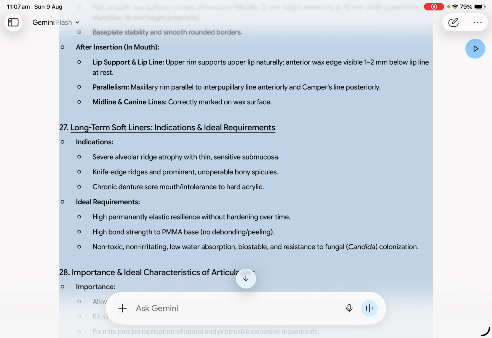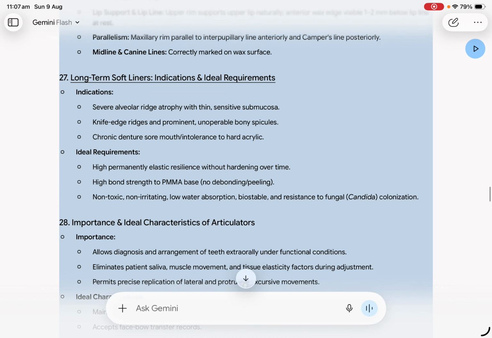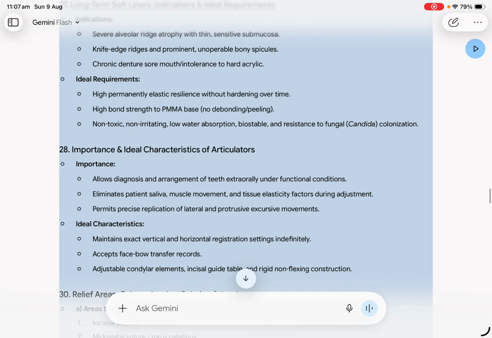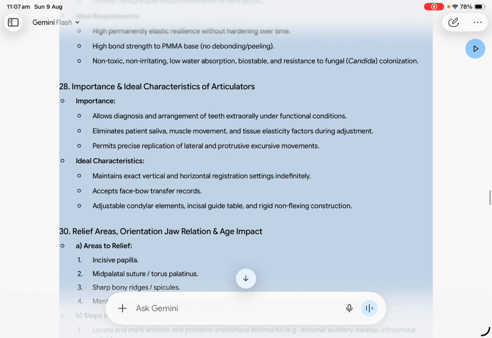27. Long-term soft liners. Indications and ideal requirements. Indications: severe alveolar ridge atrophy with thin, sensitive submucosa, knife edge ridges, and prominent, inoperable bony spicules; chronic denture sore mouth; intolerance to hard acrylic. Ideal requirements: high, permanently elastic resilience without hardening over time; high bond strength to the PMMA base, no debonding or peeling; non-toxic, non-irritating, low water absorption, biostable, and resistant to fungal and Candida colonization.